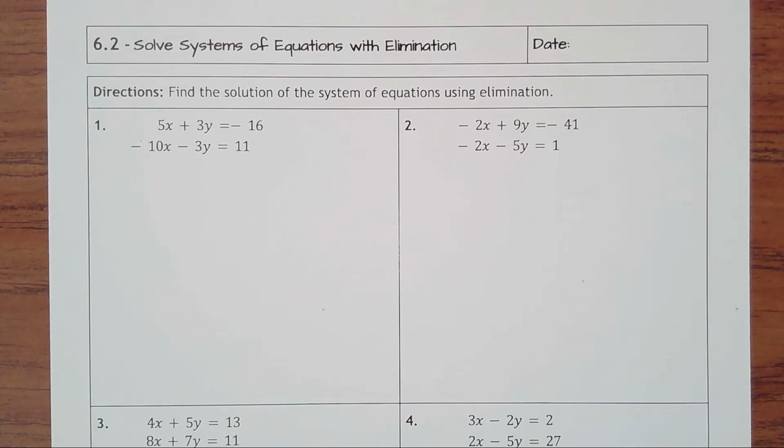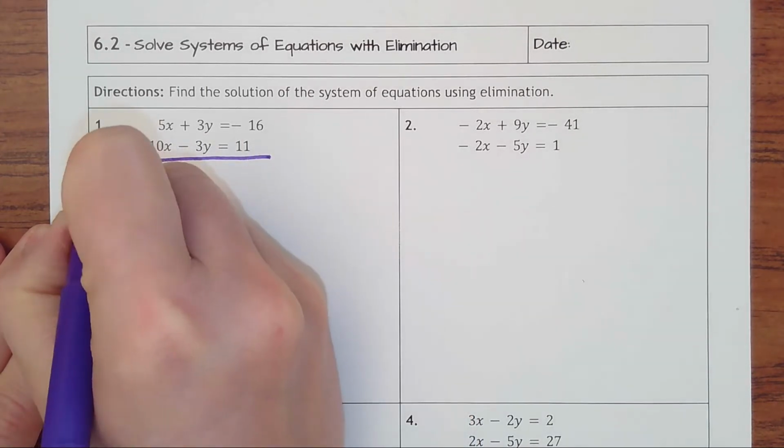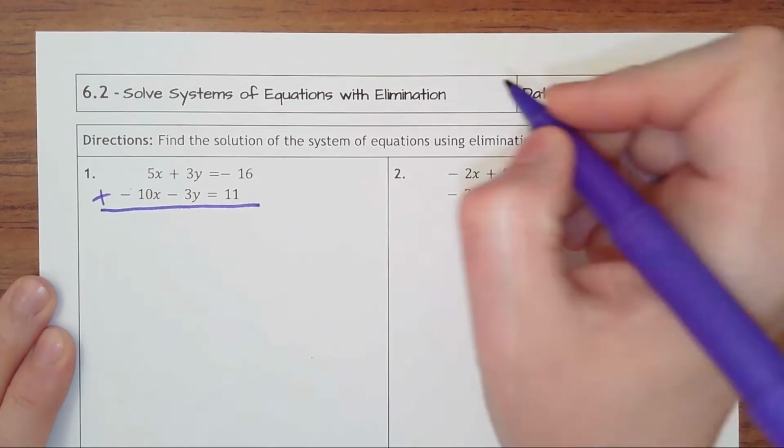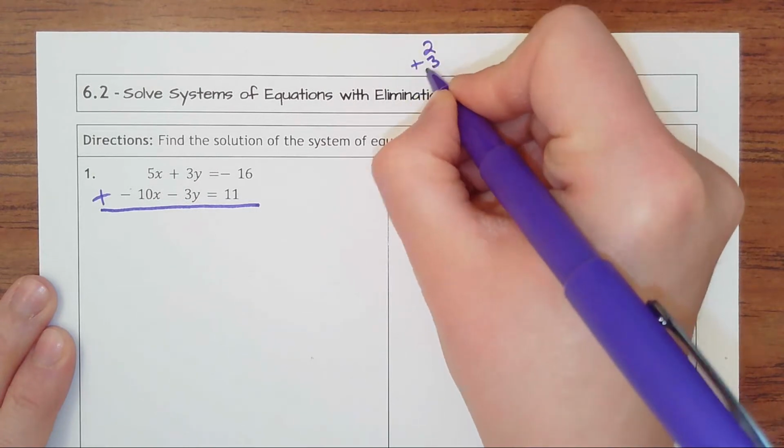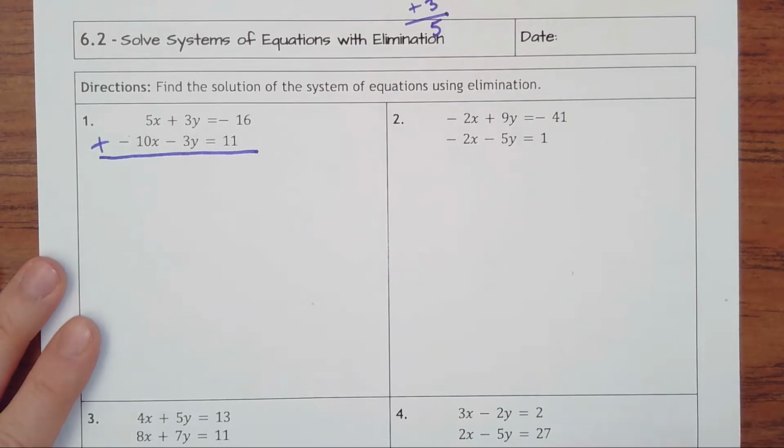Lesson 6.2 is solving systems of equations with elimination, which is a second method to figure out where two lines cross. So what we want to try to do is make a big addition problem. You know, back in elementary school when you had like 2 plus 3 equals 5, set up like that. Yeah, I know you wish you were back to that kind of math.